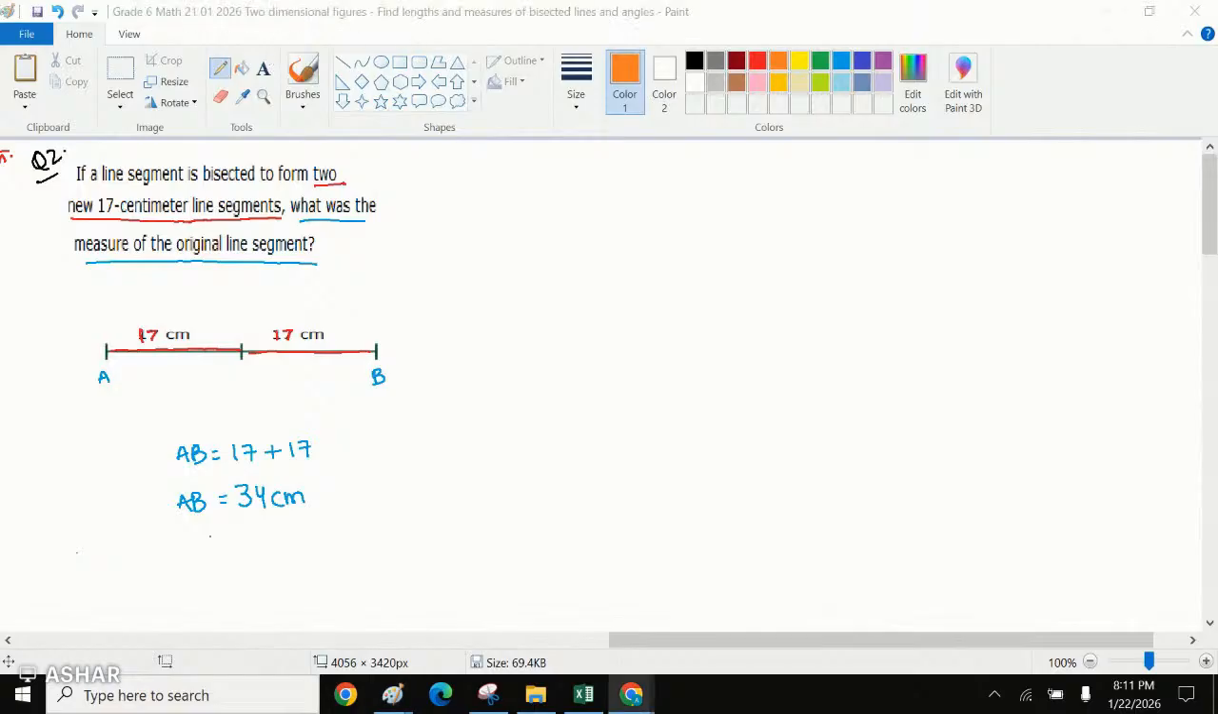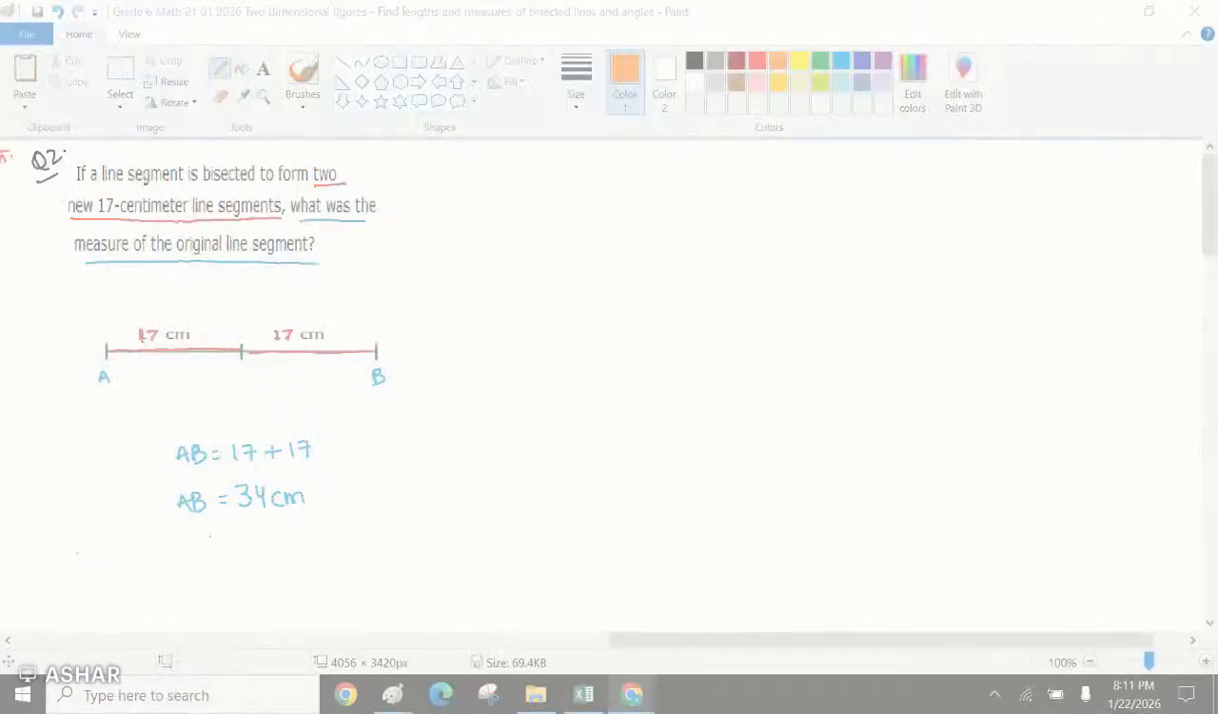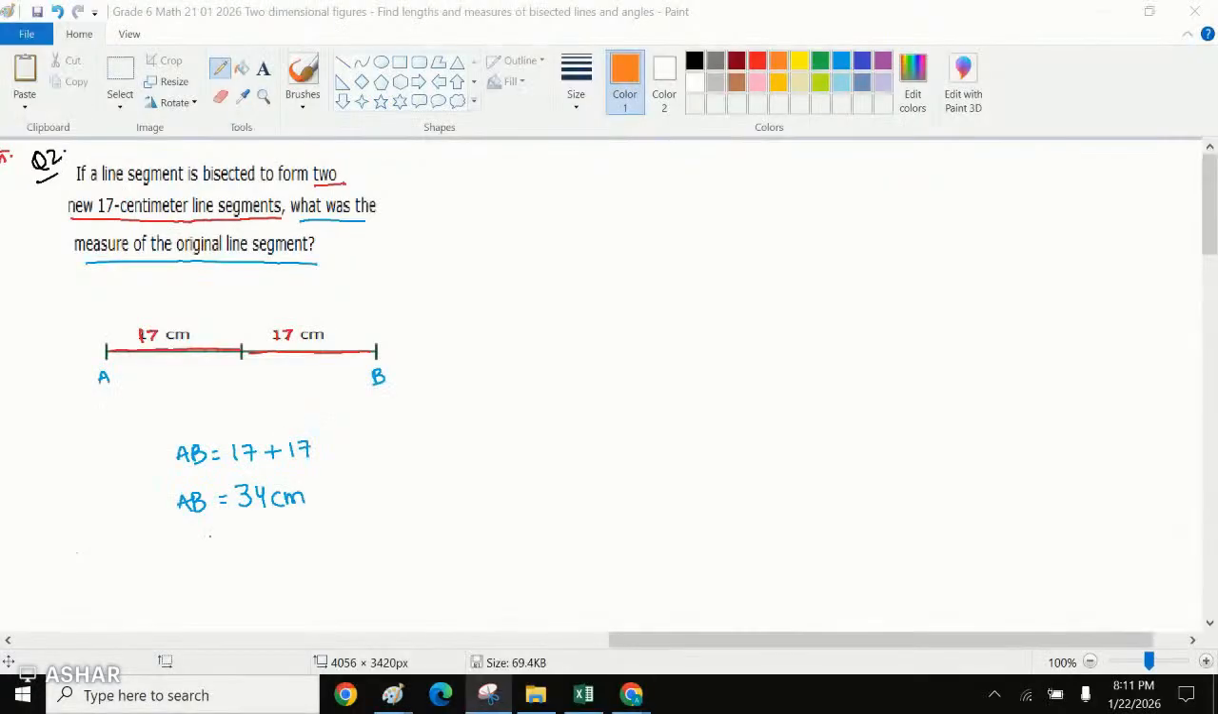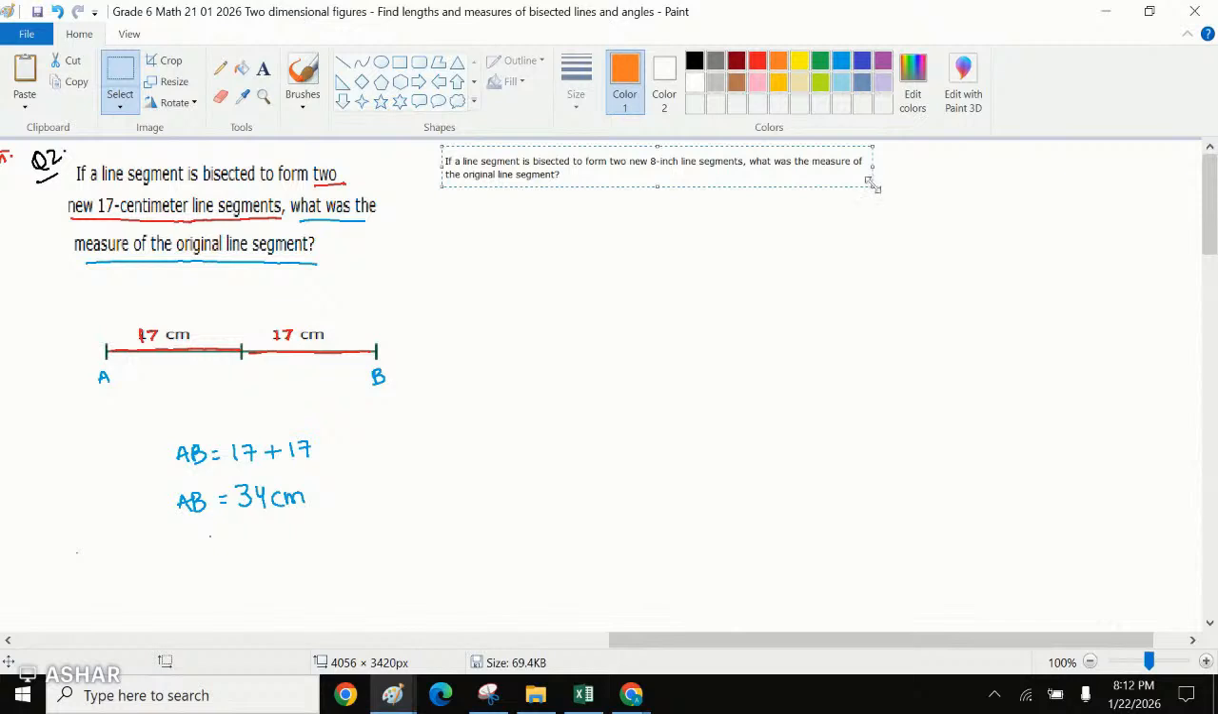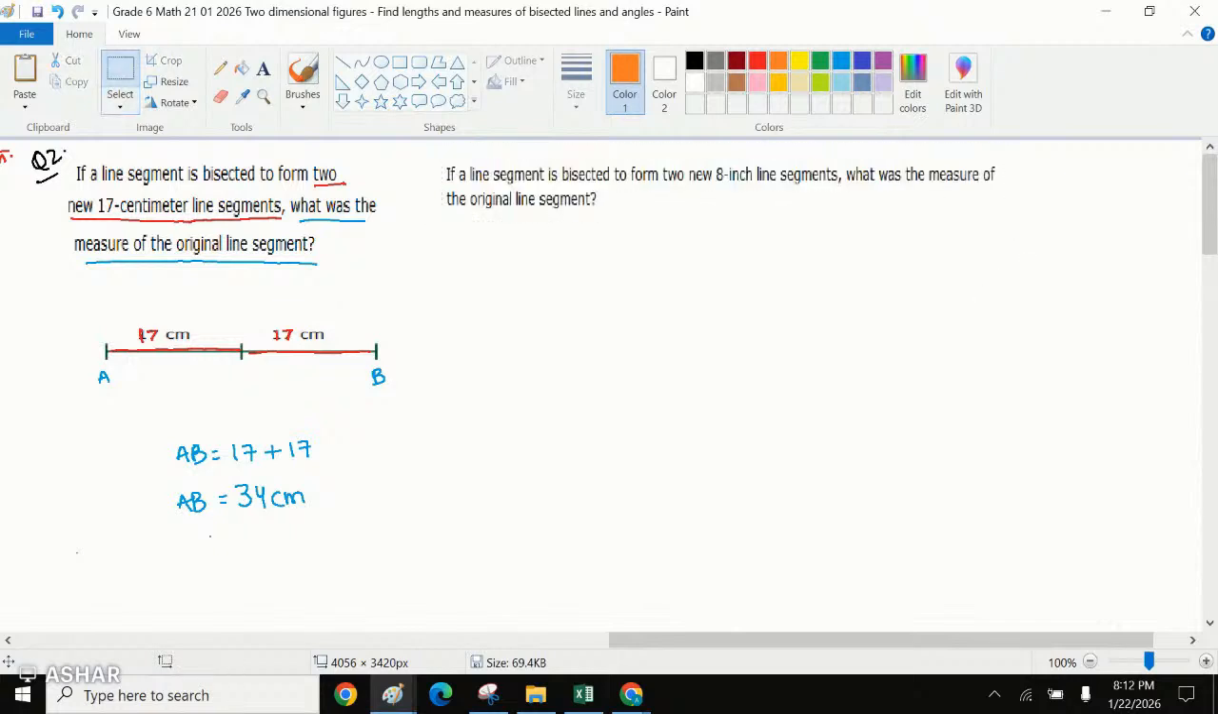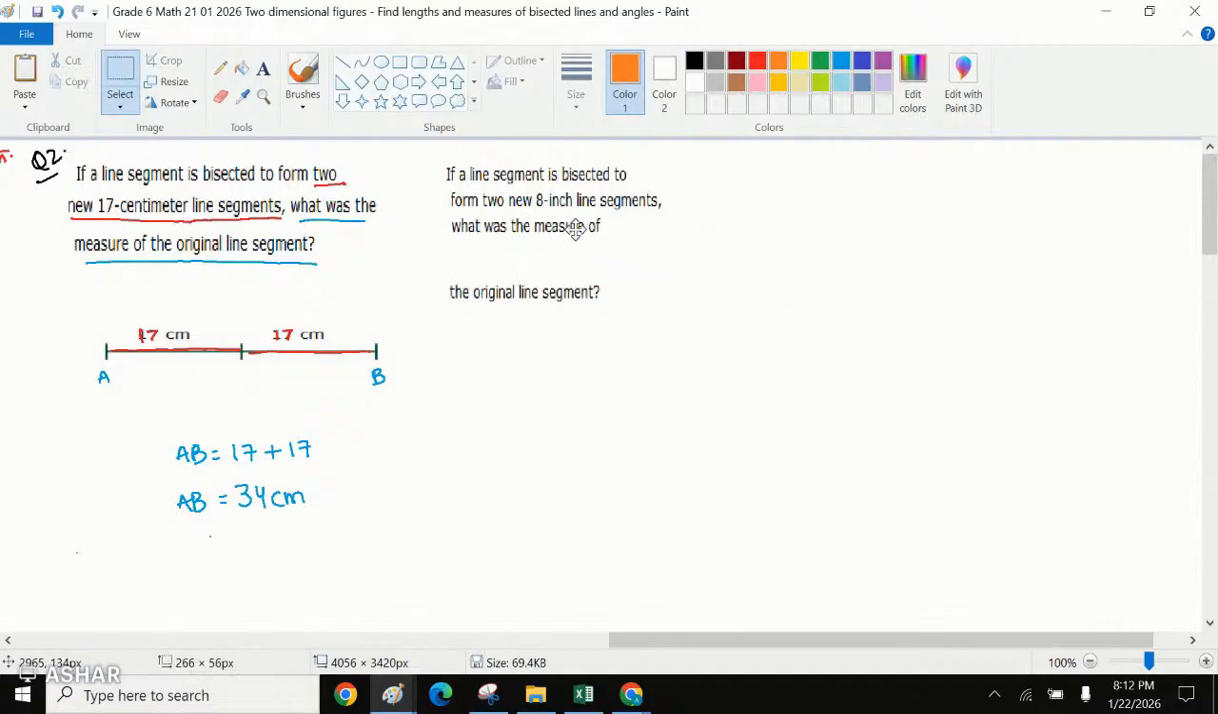Okay, the next question says, let me just copy this. If a line segment is bisected, I'll just leave it at word problem. I'm not copying the diagram. We will see what we can do. So for the next question, it says, if a line segment is bisected to form two new 8-inch segments, what was the measure of the original line?